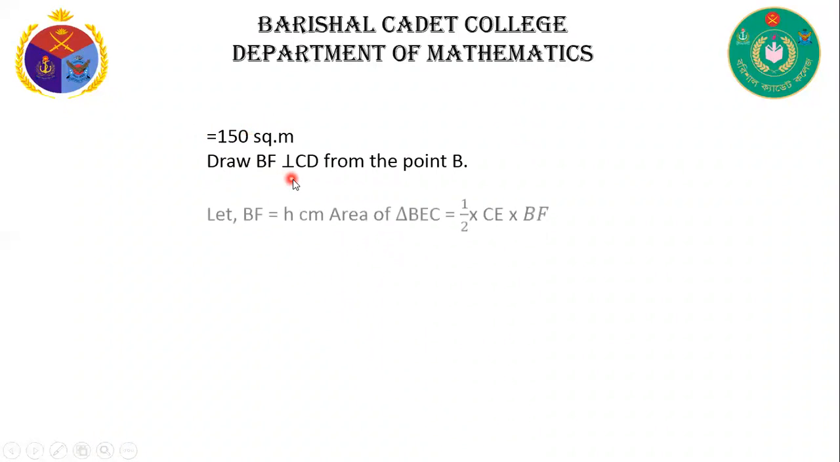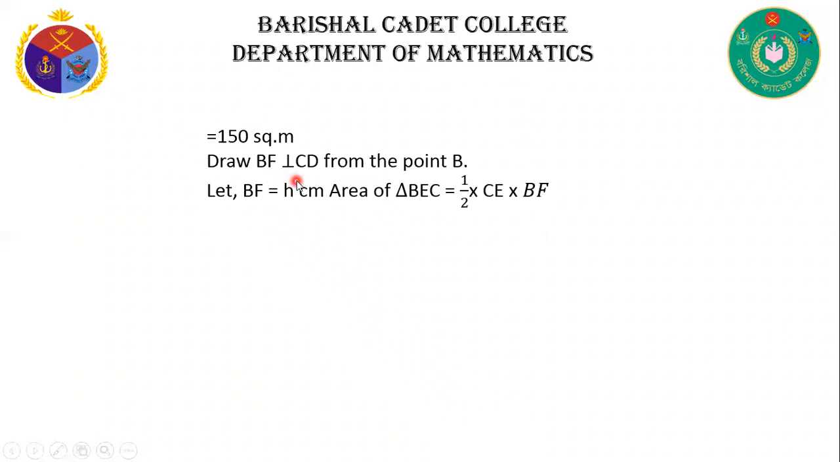Now draw BF perpendicular to CD from the point B. So area of triangle BEC is equal to half into CE into BF. We know area of the triangle is equal to half into base into height. Now putting the values, we know area of BEC is equal to 150, and half into 20 into h. After calculating this, we can write h is equal to 15. Here h means BF. That's why we can write BF is equal to 15. This is our required height.